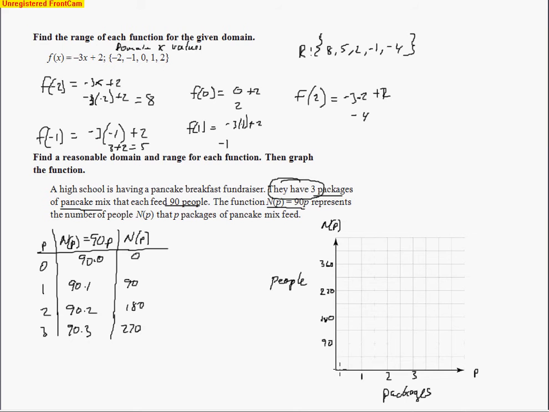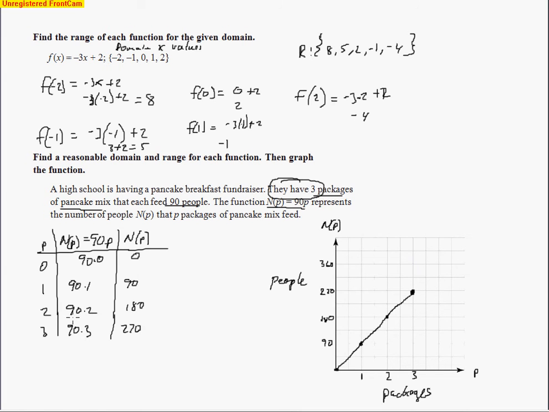And so I go ahead and start. So I've got 0 packages when I have 0 people. 1 package feeds 90 people, it showed, and then 2 packages fed 180. 3 packages was 270. Now, I can draw a line. I've got continuous data because I could use a fraction of a package. I don't have to use a whole package. And so I'm not going to continue the line anything past this because I do not have a number past 3.